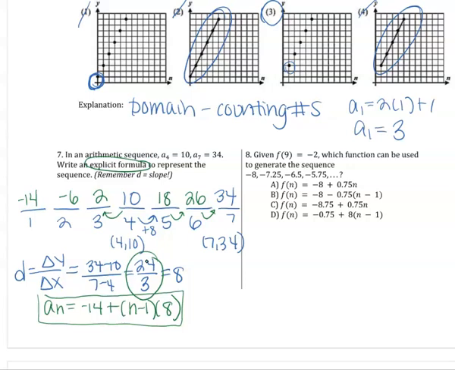All right, last question, question 8. This is a multiple choice from a Regents exam question. Given f of 9 equals negative 2, which function can be used to generate the sequence? Okay, so first of all, let's even think about what's happening here. It looks like I'm getting less negative here though, right? So I must be adding something. So I think I'm adding 0.75.